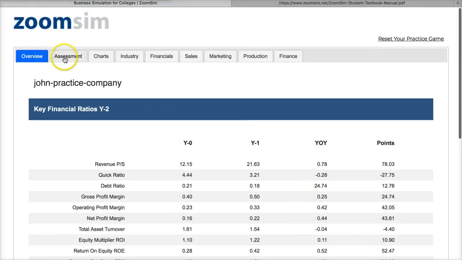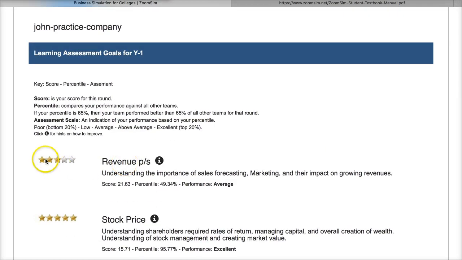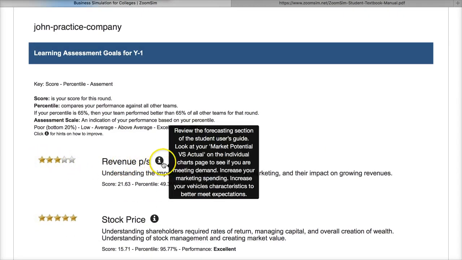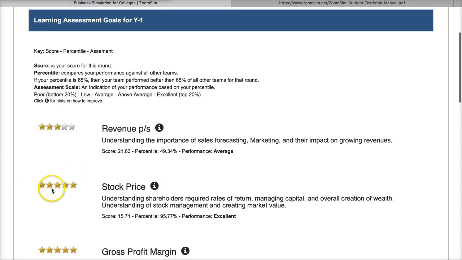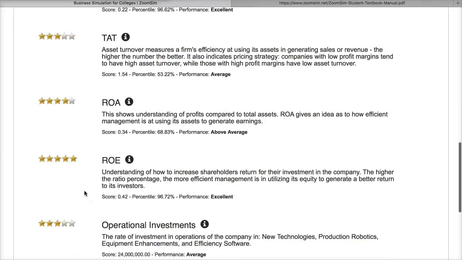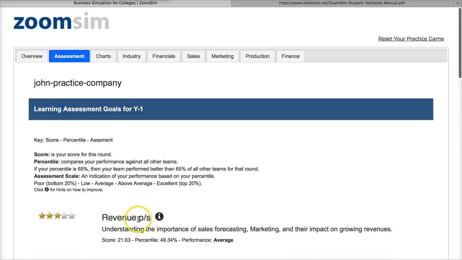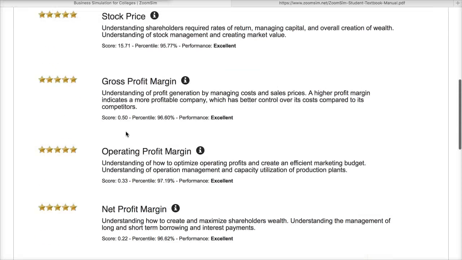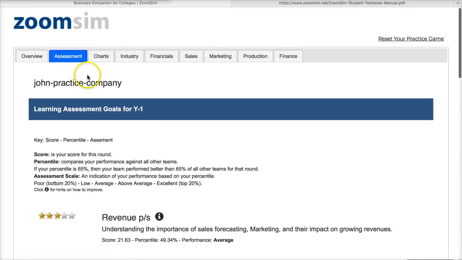So now I get an assessment, which is going to rank. I only got 3 out of 5 stars for revenues, so my revenues were low, but I got 5 out of 5 stars for stock price. This goes over all the financial ratios and gives you hints on how to improve them. Okay, so once I finish, you should review the assessment all the way to the bottom.